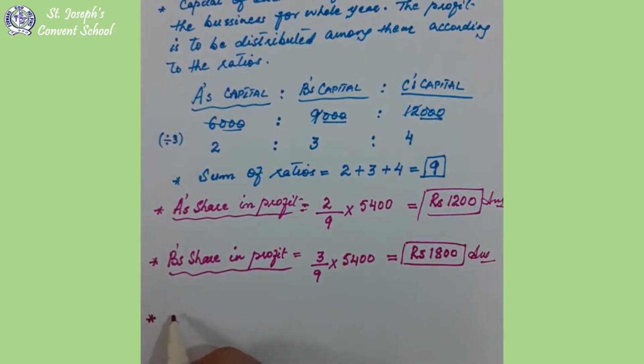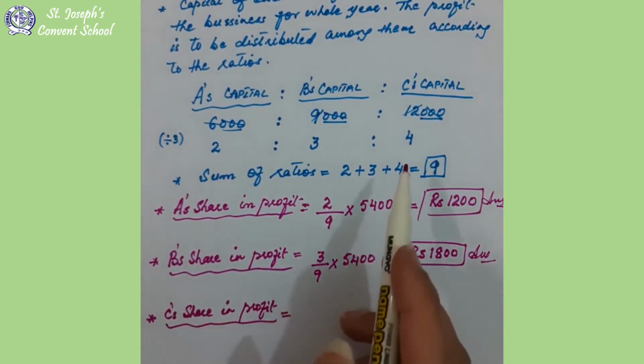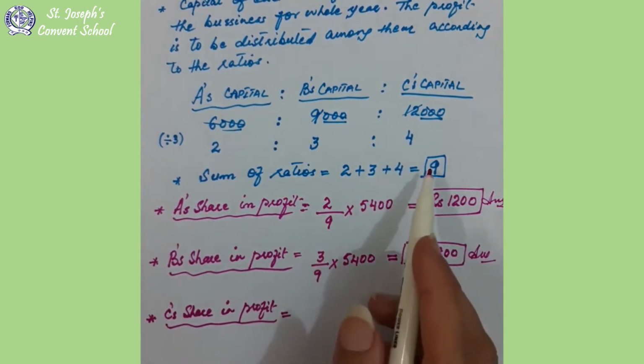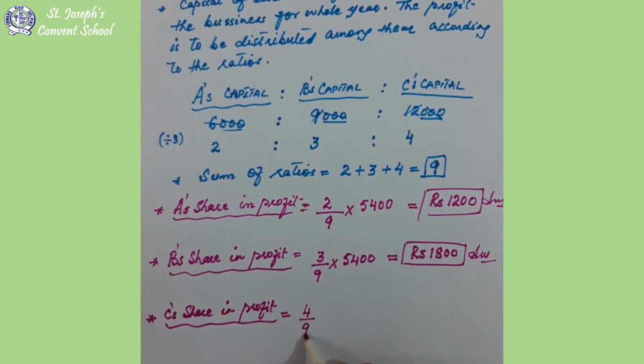Now the last one is C's share in profit. C's capital is 4 divided by sum of ratio 9, 4 divided by 9 multiplied by profit 5,400. So for this share, use a calculator, 4 multiplied by 5,400 divided by 9. The answer will come rupees 2,400. You can use a simple calculator to find the answer. Okay, so this is done.